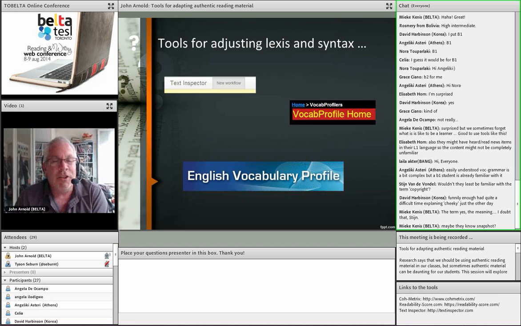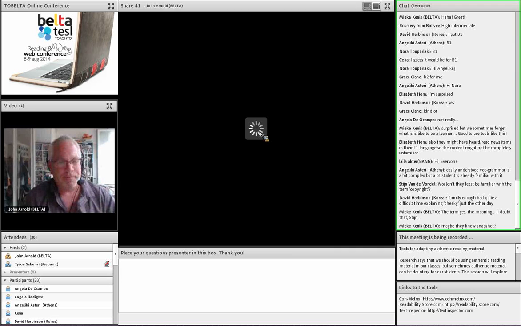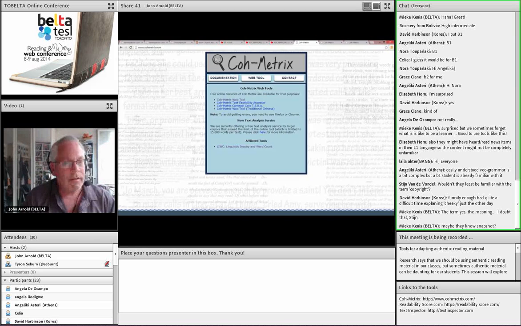So these might be tools that you might be familiar with, but maybe you don't necessarily know how to use. So I'm going to try to show you some ways to use them. I have some things set up on my desktop. So if you just bear with me, I'm going to switch screens for just a second, and I'm going to share my computer screen with you. Okay. First, let me show you the text inspector.